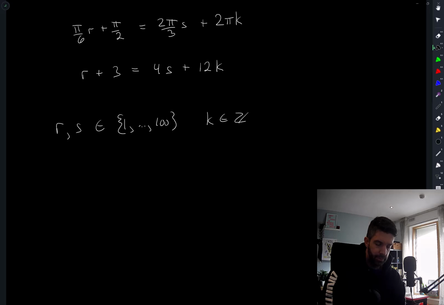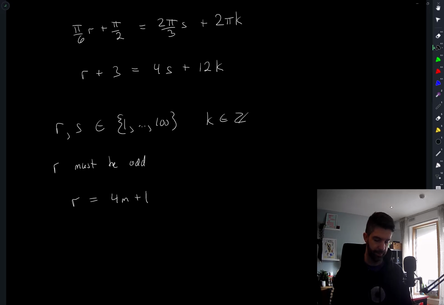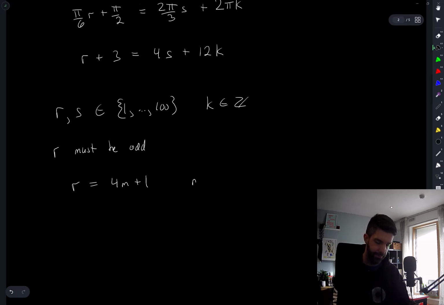Okay. Well, the right-hand side is even, meaning that r must be odd. And in fact, not only does it have to be odd, but it has to be one more than a multiple. The right-hand side is a multiple of 4. So we know that r is equal to 4m plus 1 for, I guess, m between 0 and 24.